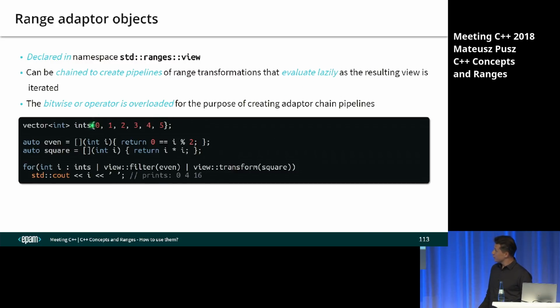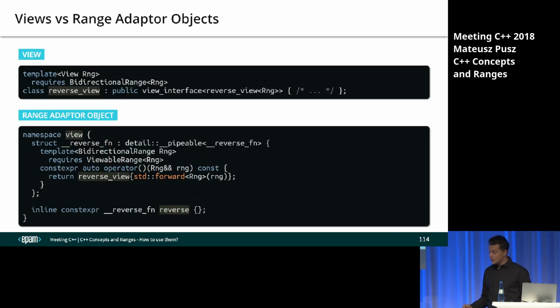So when we have a vector of integers, and we have a functor that checks if something is even, and another functor that squares the provided value, then we can create a loop that goes over those integers. We filter only even elements, and then we transform them to calculate their square. It will print 0 through 16. So this is how range adapter objects work.